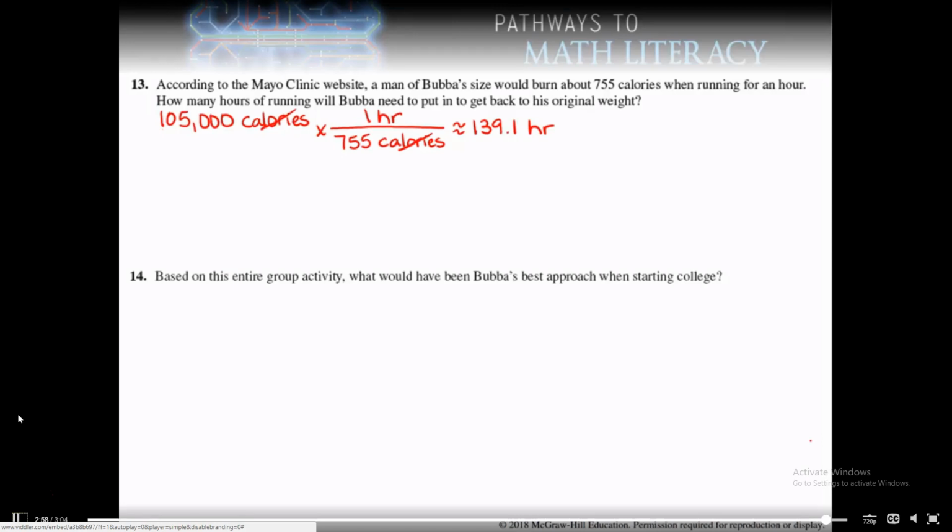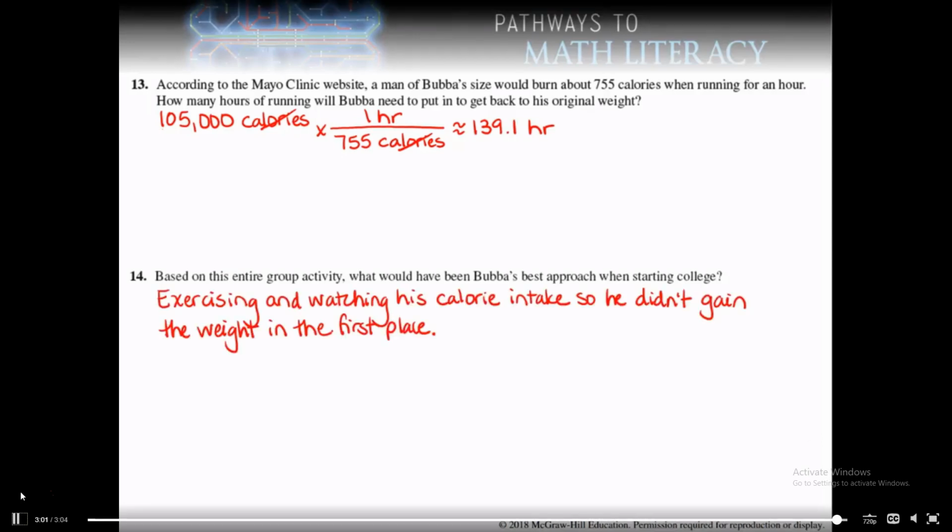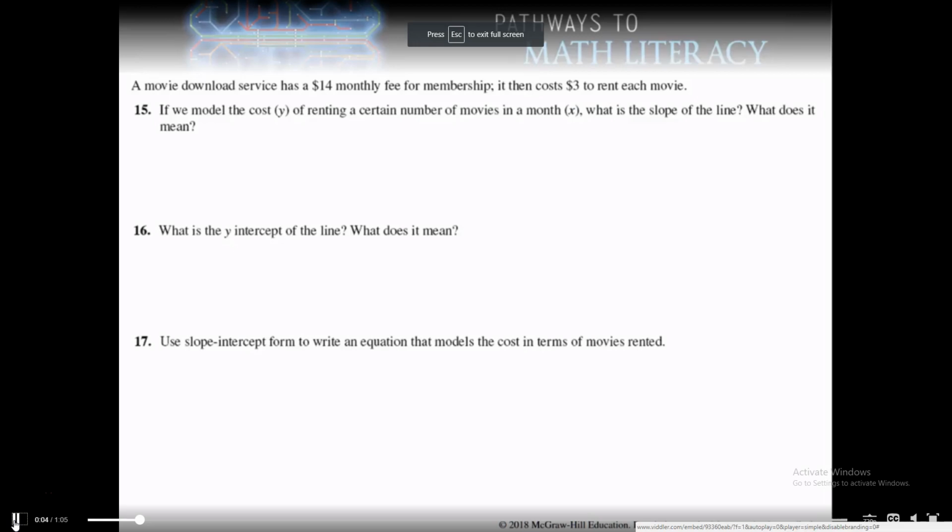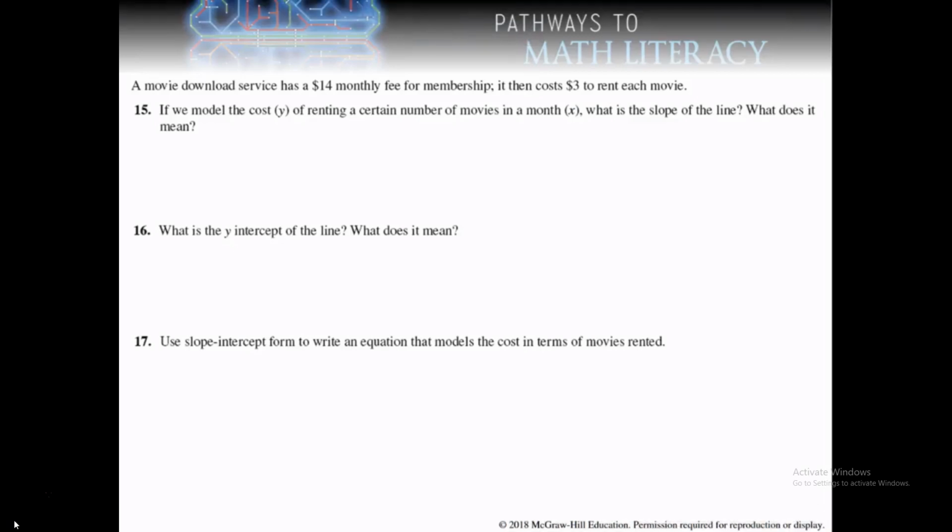So we have a movie download service. It has a $14 monthly fee, and then it costs $3 to rent each movie. In 15, if we model the cost Y of renting a certain number of movies in a month X, so Y is the cost and X is the number of movies, what is the slope? Well, the slope then would be the cost per movie, and that's the $3. And then in number 16, what is the y-intercept of the line? Well, the y-intercept would be the starting amount, or that monthly fee, so $14 or (0, 14).